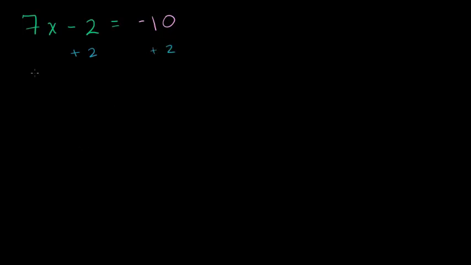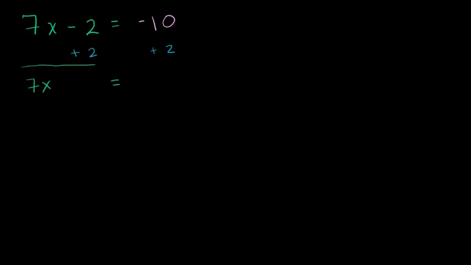So what is the new left-hand side going to be equal to? So we have 7x. Negative 2 plus 2 is just 0. I could write plus 0, but I'll just write nothing there. So we get 7x is equal to, now what's negative 10 plus 2? And this is a little bit of a review of adding and subtracting negative numbers.